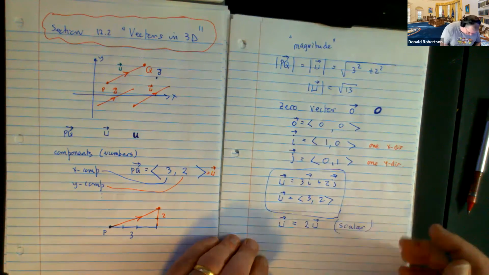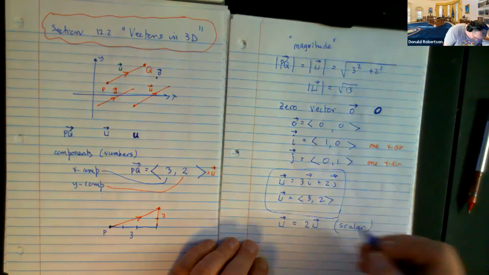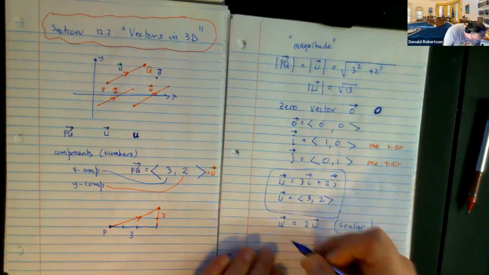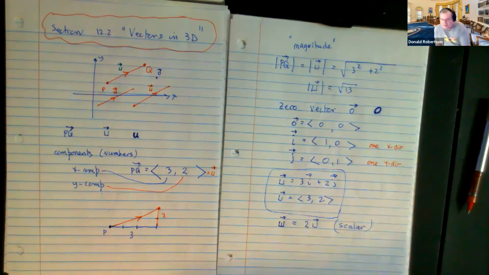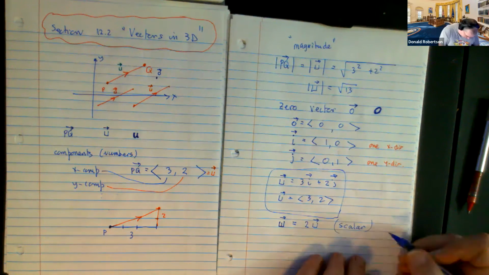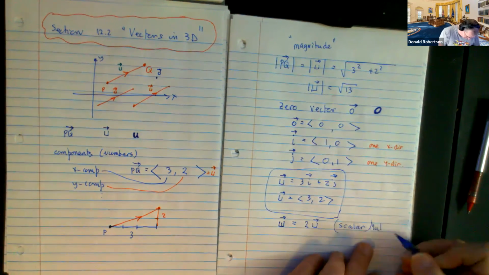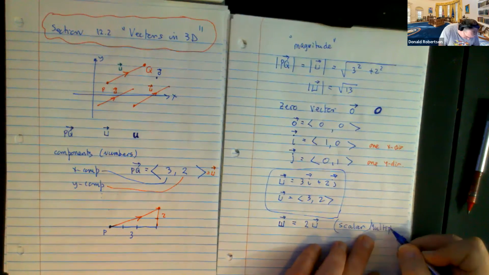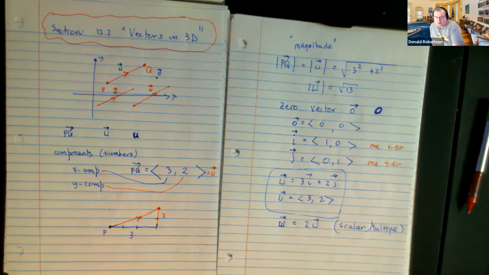Oops, that's not correct. There, a quick fix. The vector w is twice the vector u. That was a good improvisation. It's called a scalar multiple. I guess I could call it its full name. Normally we just say scalar. Right, it's a scalar multiple.